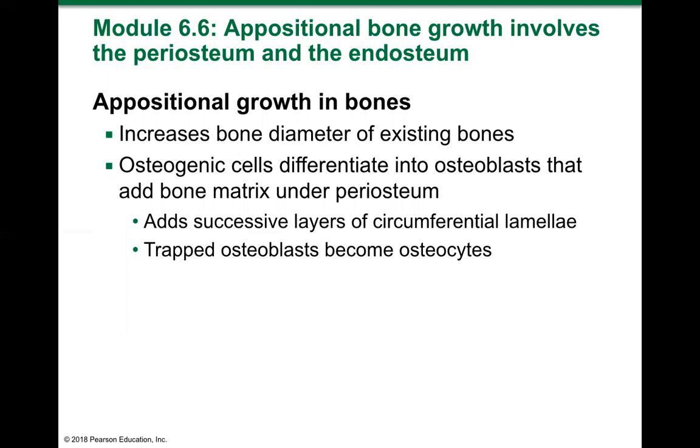The trapped osteoblasts then become osteocytes. So if you remember the structure of the osteon, and we're going to talk about the structure of osteon again in lab, those concentric circles, they have those little spider-like things in there, and those are the osteocytes, which are trapped in these pockets called lacuna.